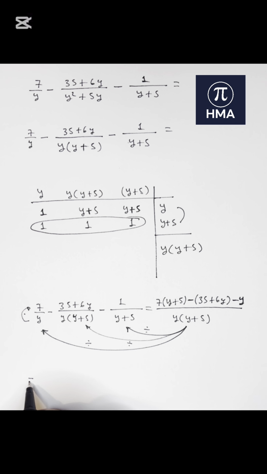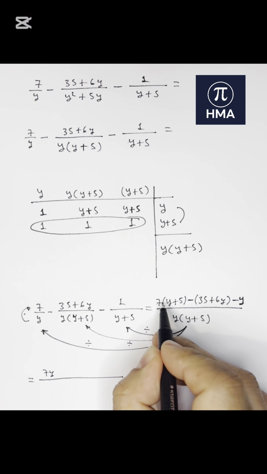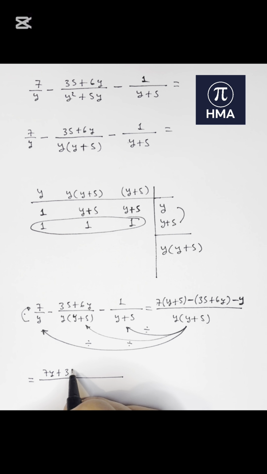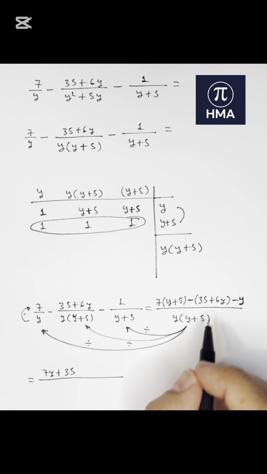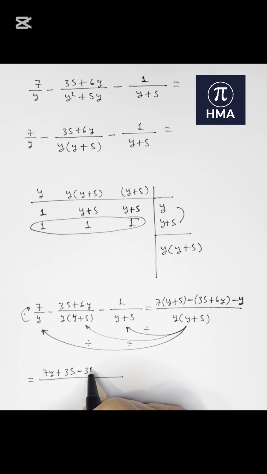So what we can do is expand, first of all, the numerator. So 7 times y is 7y plus 35, right? Because we have 7 times 5. Then we have a negative, and this negative applies to all the terms inside of the parentheses. So we have then minus 35 and minus 6y. And then we have the minus y here. And in the denominator, we have y and y plus 5.